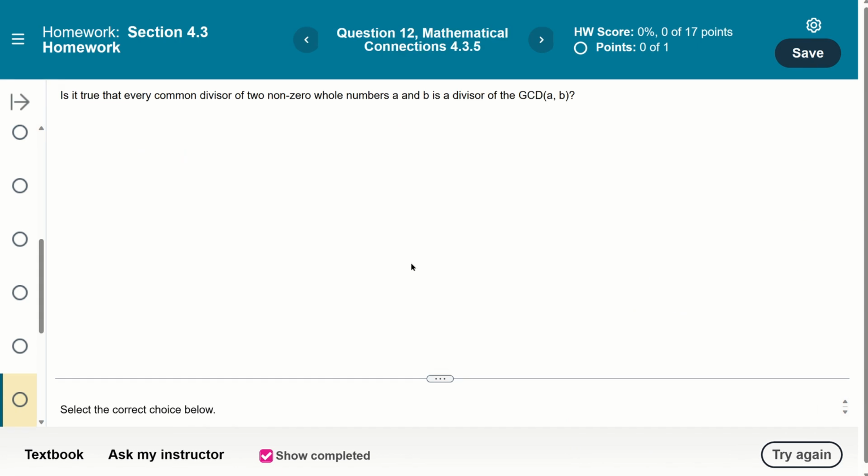All right, so here's the last problem we want to look at, and it's an interesting question. Is it true that every common divisor of two non-zero whole numbers a and b is a divisor of the GCD of a and b? If you think about it for a minute, it's in the very name, right? The GCD is the greatest common divisor of two numbers. So clearly, every other divisor is going to be a divisor of the GCD.